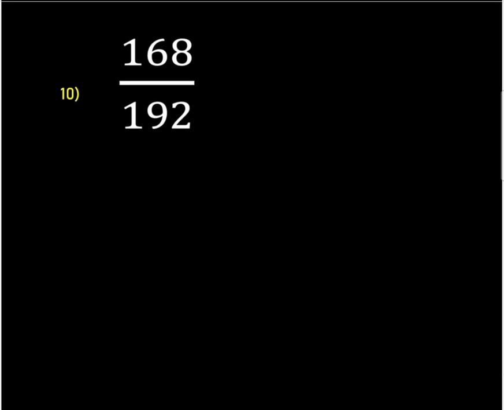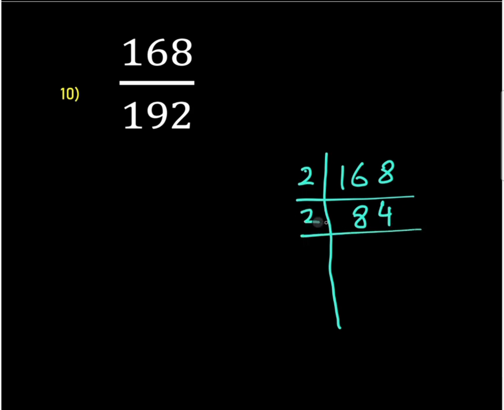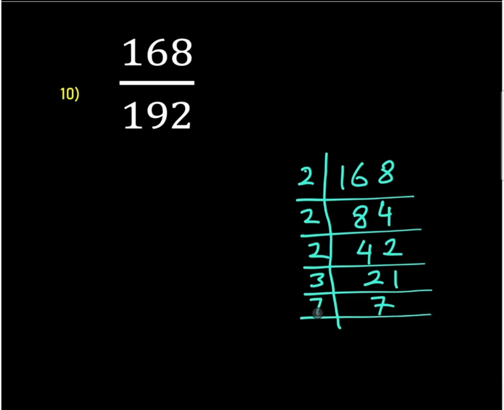Question number 10. We have 168 over 192. We factor 168 into its prime numbers. Divide by 2. 168 divided by 2, we get 84. 84 divided by 2, we get 42. 42 divided by 2, we get 21. 21 divided by 3, we get 7. 7 divided by 7, we get 1.